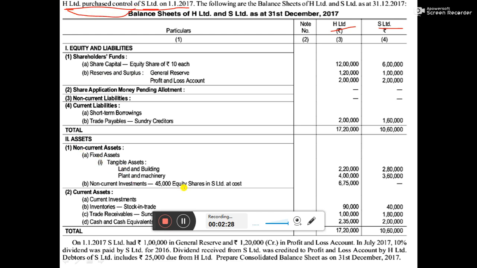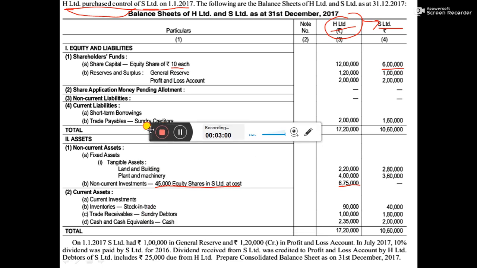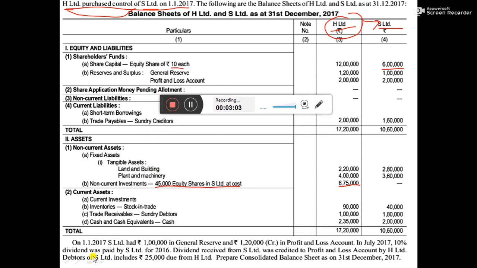If we see non-current assets, it is clearly mentioned that H Limited is holding 45,000 equity shares in S Limited at cost, and they have paid 6,75,000. So total shares S Limited has is 6 lakh divided by 10, that is 60,000. Out of this 60,000, 45,000 are acquired by H Limited. So basically H Limited is holding S Limited. Once you have understood which is the holding and which is the subsidiary company, you need to see the additional information. On 1st January 2017, S Limited has 1 lakh in general reserve.